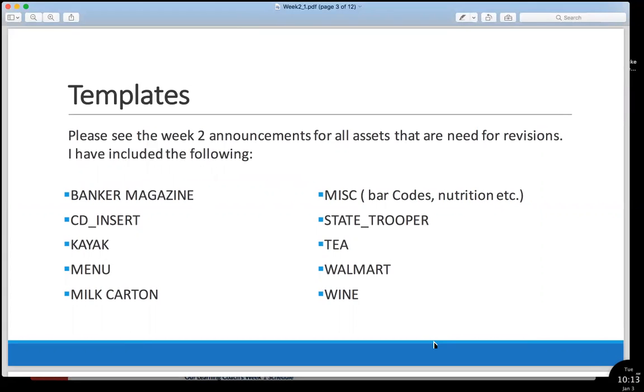Also, though, if there's anything else you need that's from another class, please do email me and let me know. I can't always get it, but generally I'm able to go back and dig through the courses and pull out templates or any sort of materials like images and stuff that you got in the class that you may need to do your revisions. All right.